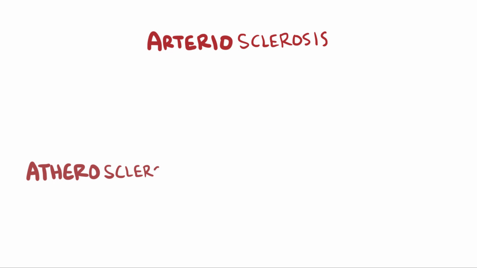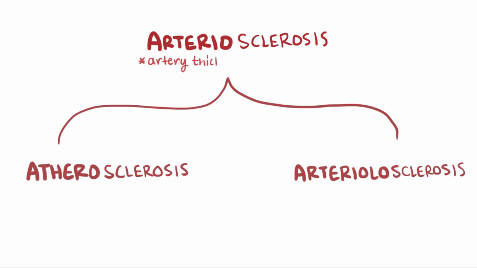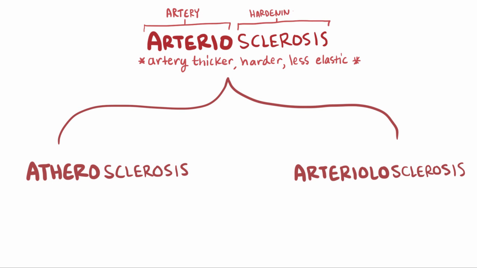So these three words look the same: arteriosclerosis, atherosclerosis, and arteriolosclerosis. Arteriosclerosis is a general umbrella term describing diseases where the wall of the artery becomes thicker, harder, and less elastic than normal. You can figure that out right from the name: arterio, which is Greek for artery, and sclerosis, which is Greek for hardening.